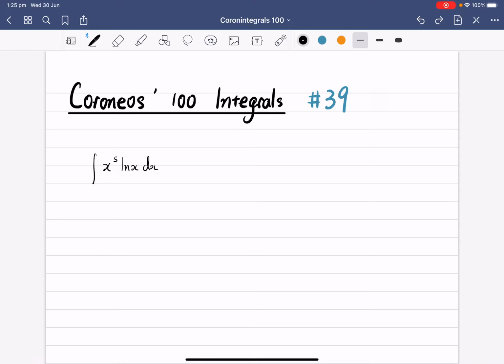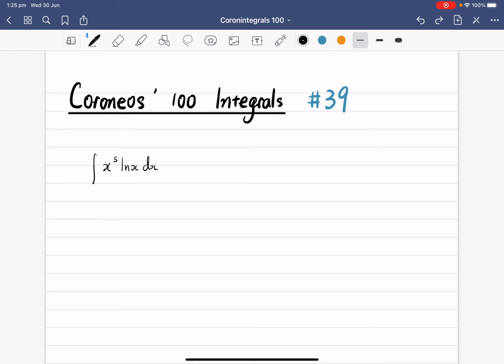Okay, Coroneos 100 integrals number 39. This question we need to integrate x to the power 5 multiplied by ln x dx. So if you look at these two functions here, they're totally different functions. So you have the product of these two functions. When it comes to this type of question, the first thing you need to think about is using the integration by parts to think about how to do this question here.